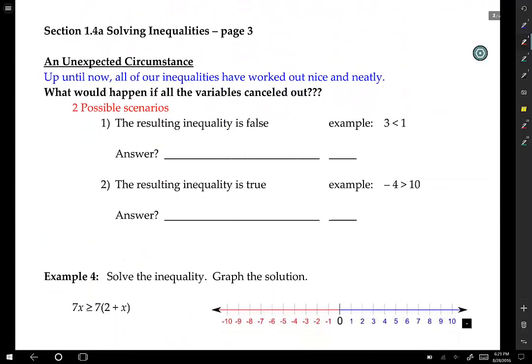Up until now, all of our inequalities have worked out nice and neatly. All right, what's going to happen if the variables cancel out? We've got 2 different scenarios. No variables, and we end up with a false statement like, is 3 less than 1? If that happens, then the answer is no solution. All right, that means nothing is shaded on the number line, nothing is dotted on the number line, and you're going to have either an empty number line as an answer, completely empty, or you're going to have to put the symbol no solution.